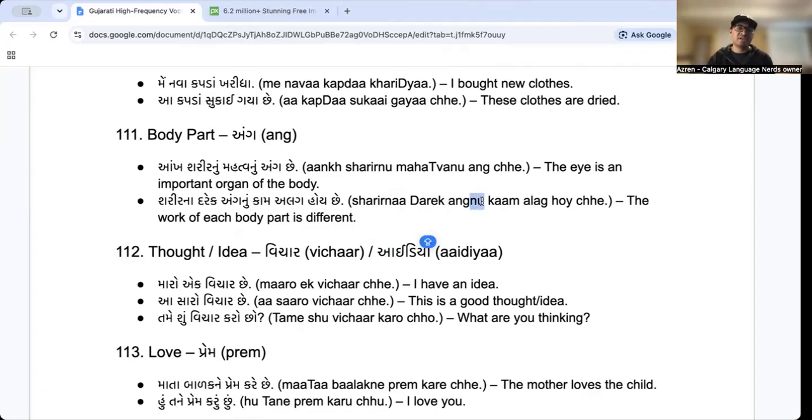Nu again is the apostrophe s. So sharirna darek angnu kam, so the work of every part of the body. Alag hoy che. Alag means different. So every part of the body has a different job, something like that. Sharirna darek angnu kam alag hoy che. Okay, moving on.